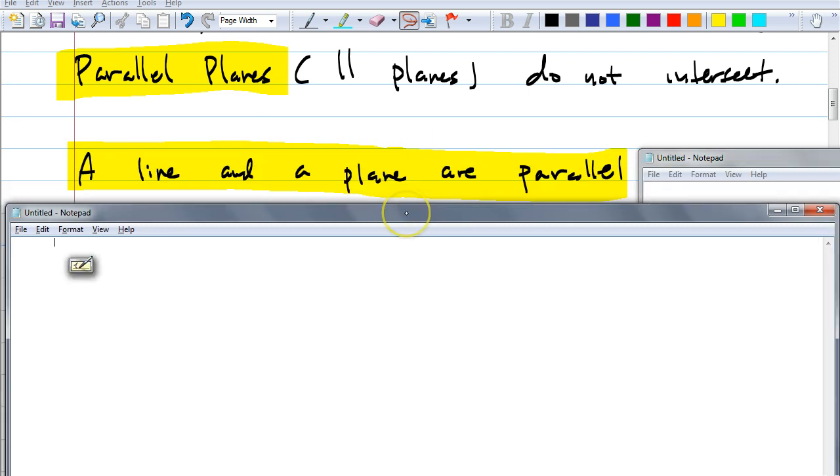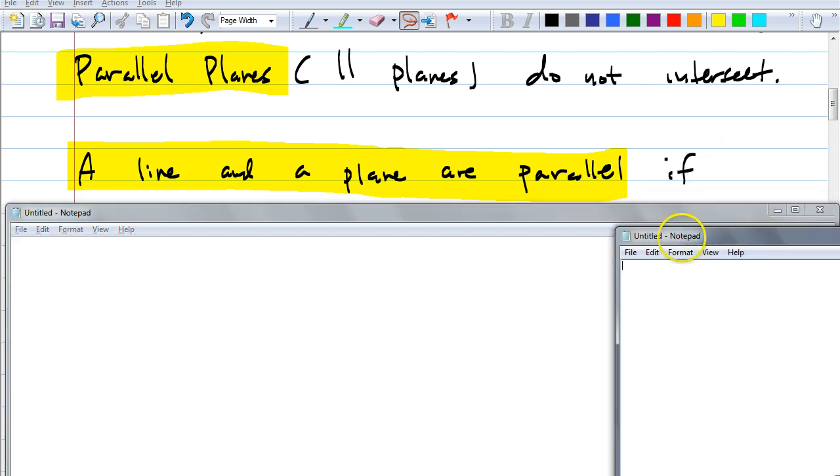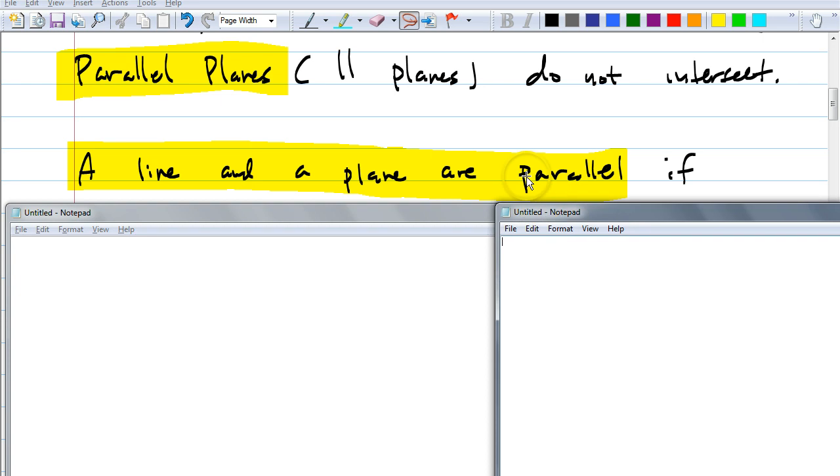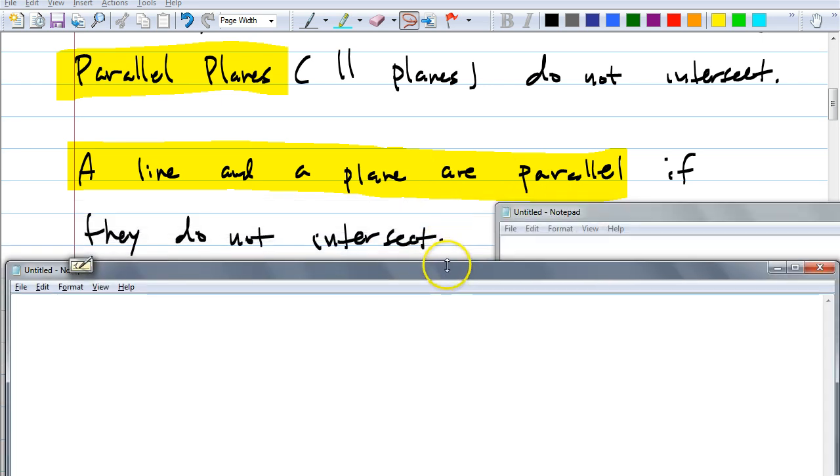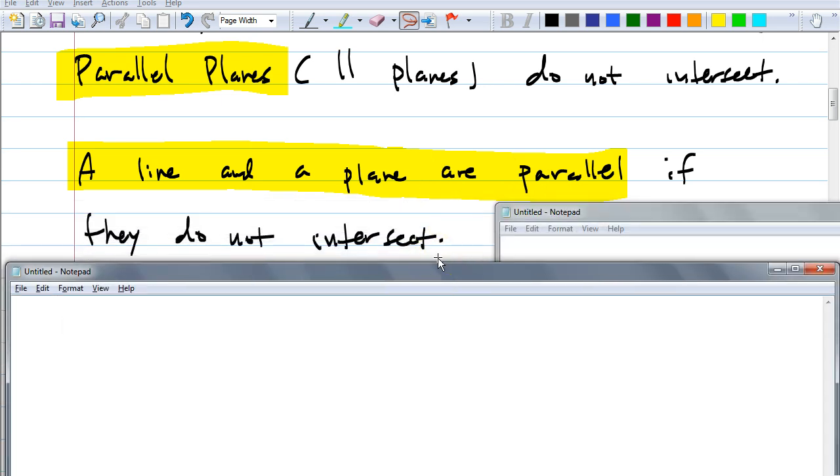What about this? What do you think this means? A line and a plane that are parallel. Yeah, they don't intersect. If the line and the plane do not intersect, that's all it means. Right? So how would this look?